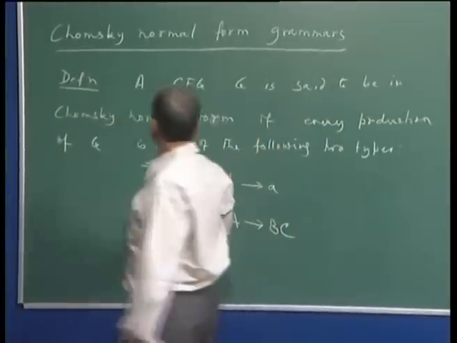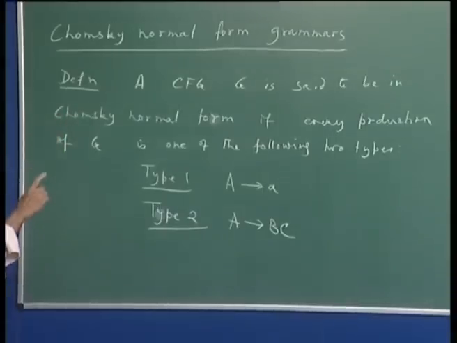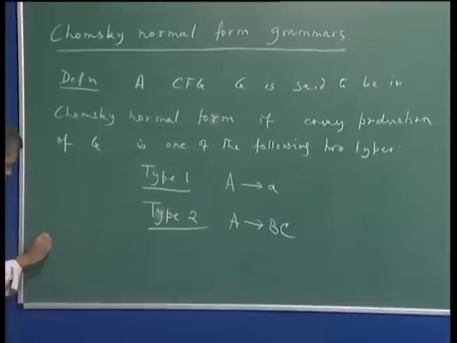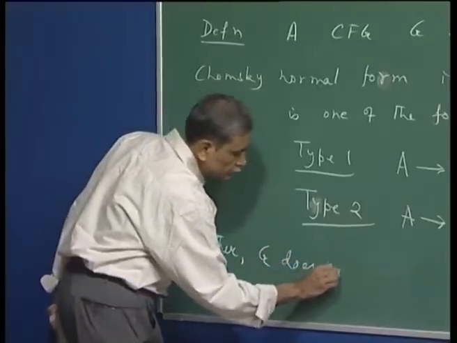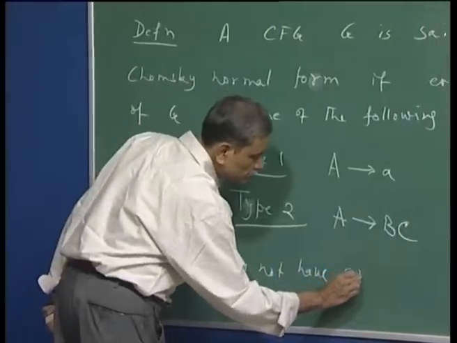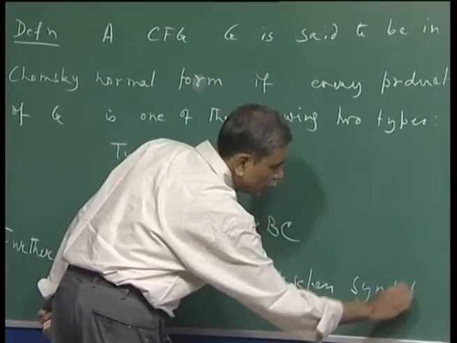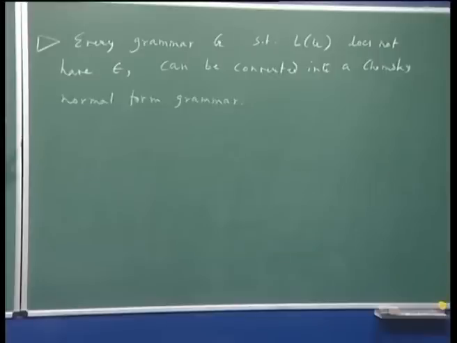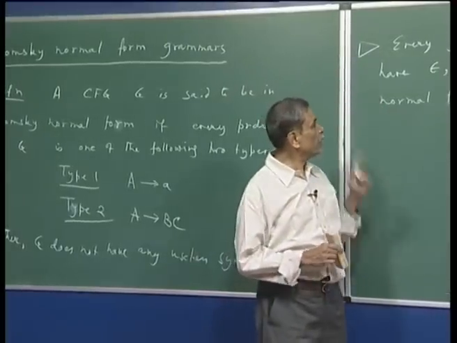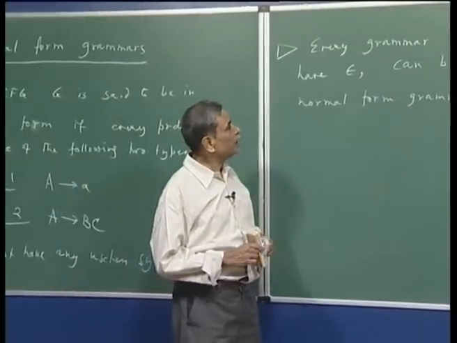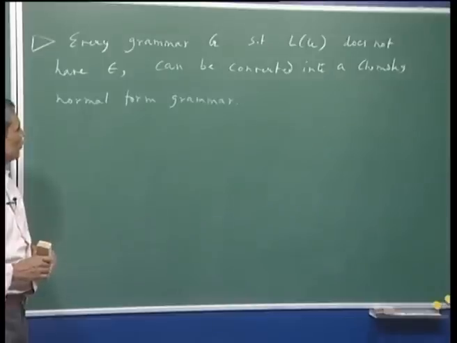I should add that some people would define a grammar to be in Chomsky normal form, provided it satisfies one more condition. Further, G does not have any useless symbols. Okay. The result here applies also for this extended definition of Chomsky normal form grammars. So, what we would like to show is that any grammar G which produces a language which does not have epsilon can be converted into a Chomsky normal form grammar.